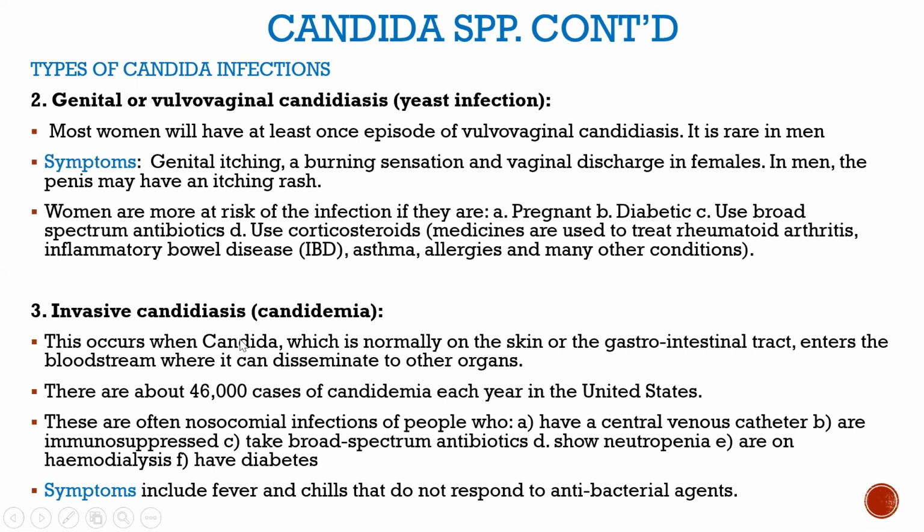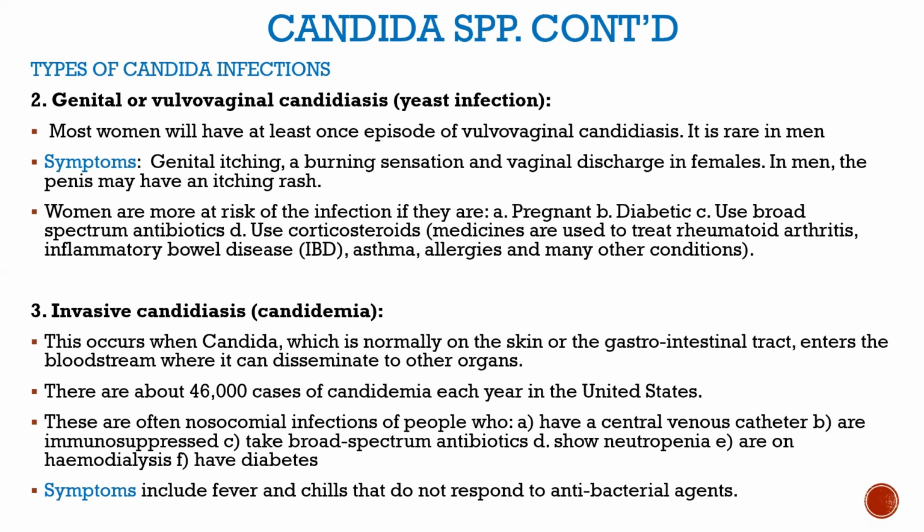Okay. So we have the third one, which is invasive candidiasis, also called candidemia. This occurs when candida, which is normally on the skin or the gastrointestinal tract, enters the bloodstream where it can disseminate to other organs. Invasive means that it is like an intruder. It leaves where it's supposed to be and enters other organs. There are about 46,000 cases of candidemia each year in the United States.